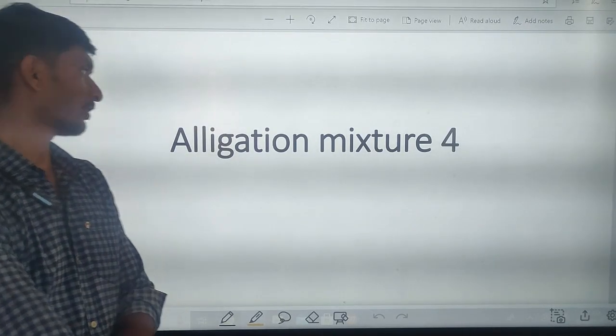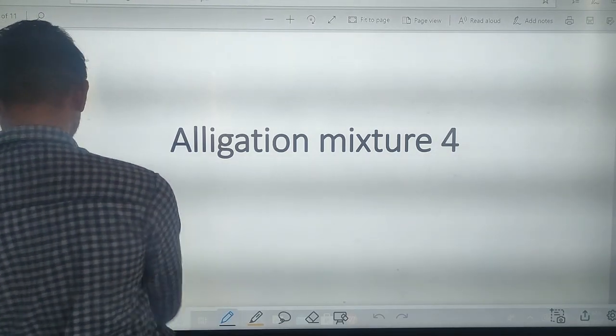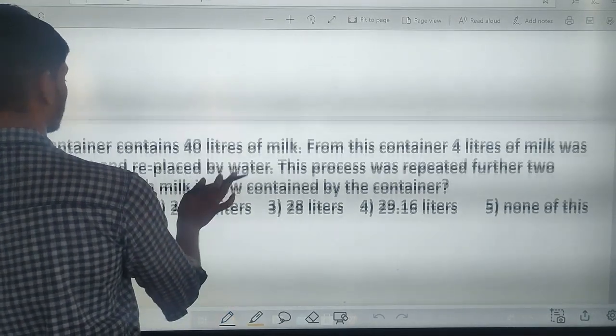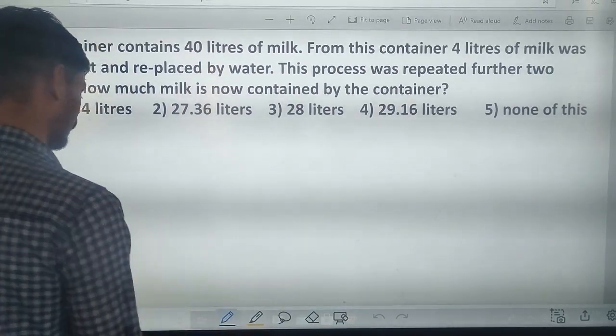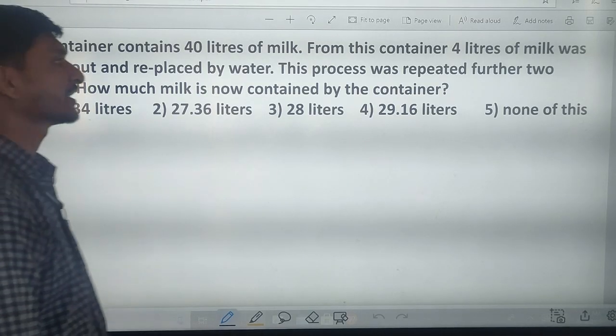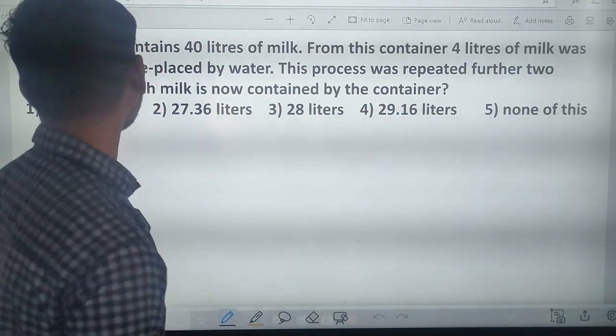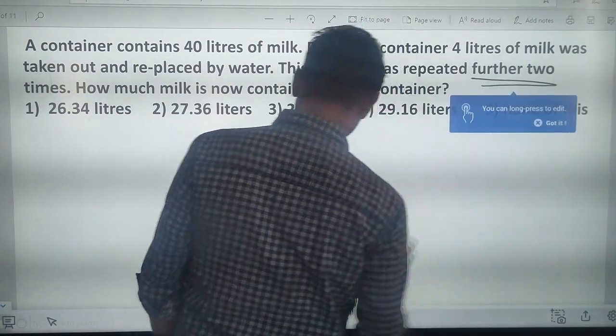Today we discuss alligation and mixture. Now, say an example: a container contains 40 liters of milk. From this container, 4 liters of milk was taken out and replaced by water. This process was repeated further 2 times.